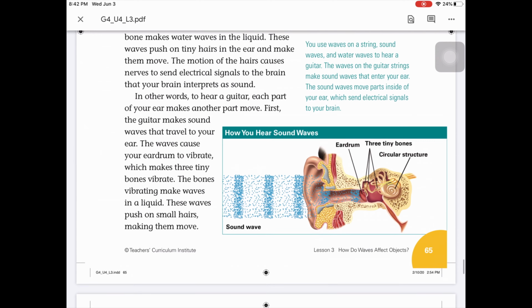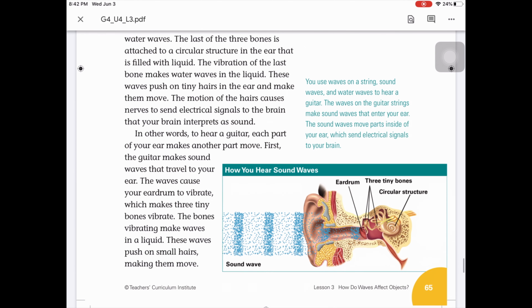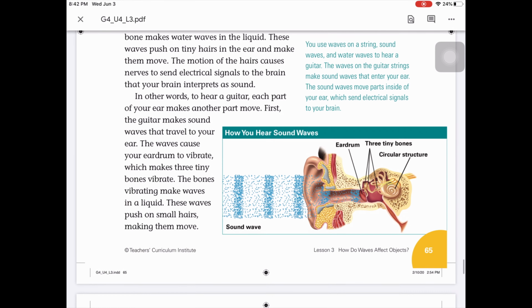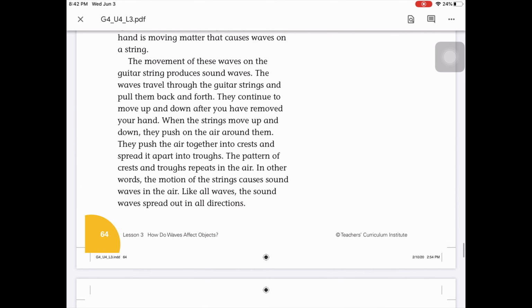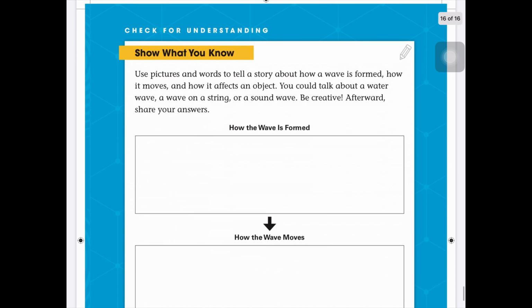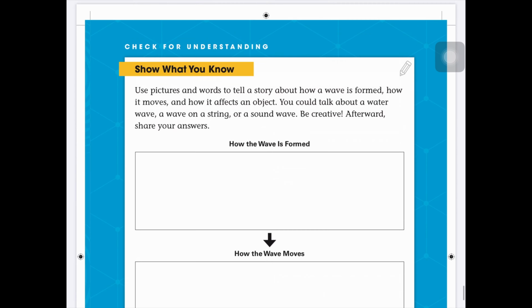I'm going to remind you that we just went over all the different types of waves on pages 64 and 65. And that if you fill out this right here, it will help you understand it.